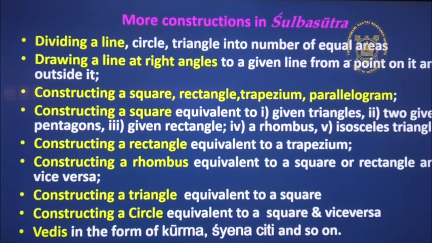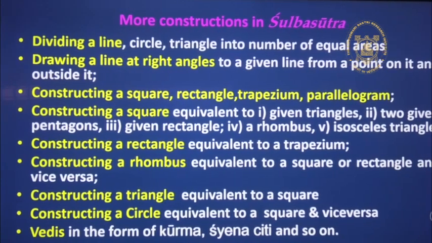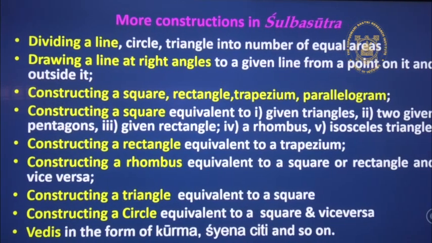Dividing a line, circle, triangle into equal parts. Drawing a line at right angles to another line. Constructing a square, rectangle, trapezium, and parallelogram. Constructing a square equal to given triangles, two given pentagons, a given rectangle, rhombus, isosceles triangle. And also constructing a rectangle equal to a trapezium.